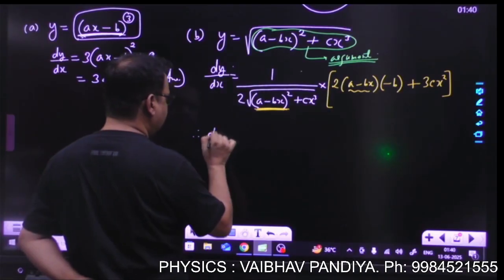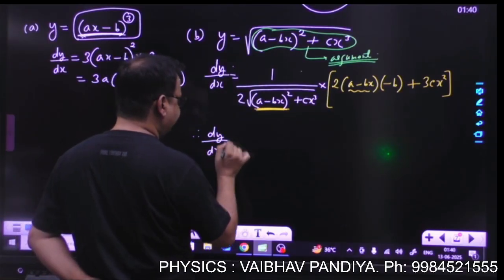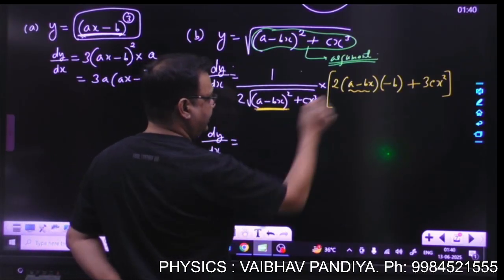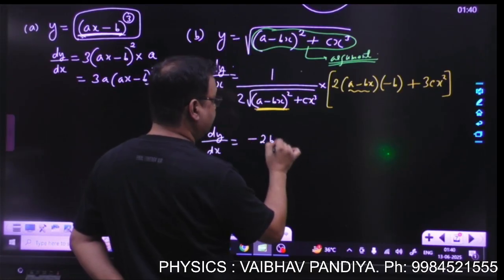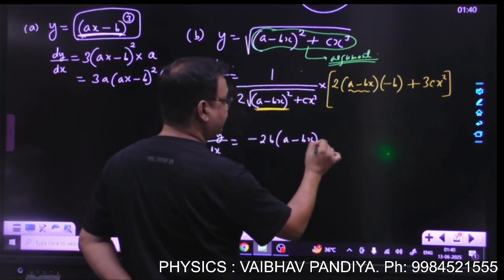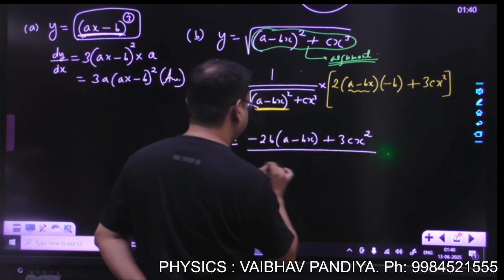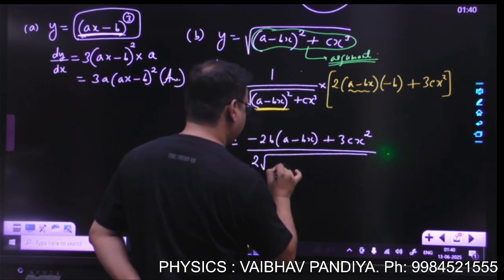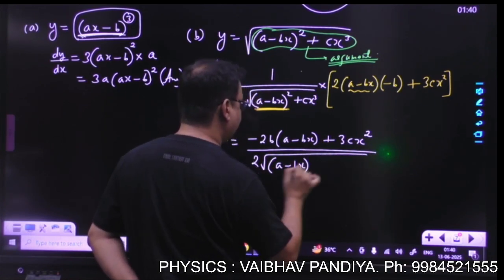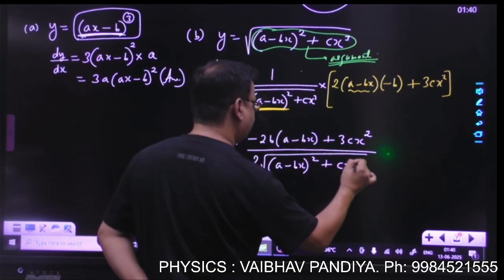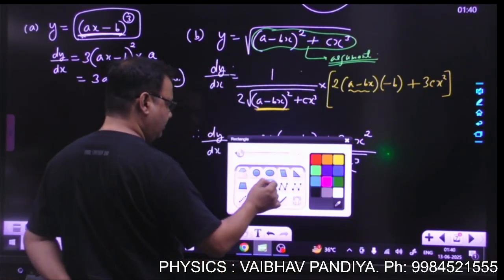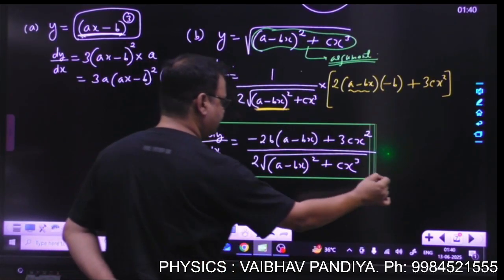So therefore dy by dx comes to be, you can write minus 2b times a minus bx plus 3cx square, divided by 2 root a minus bx square plus cx cube. Okay, this will be your final answer.